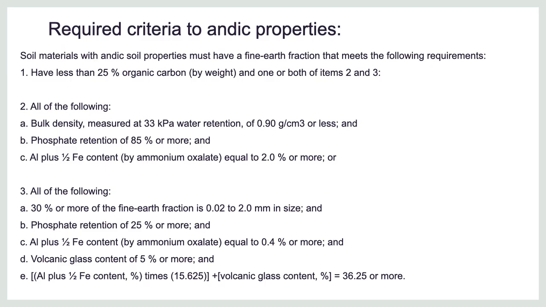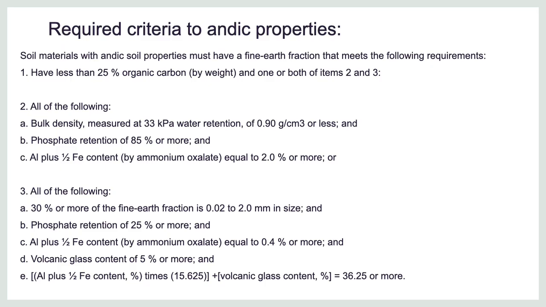If this phosphate retention is quite high, so 85% or more, it could indicate that I have minerals that have a very high phosphorus retention, for example allophane, imogolite, ferrihydrite. Okay, and the other option is that I have aluminum plus half of the iron content extracted by ammonium oxalate that is equal to or higher than 2%. Okay, so for number 2, I see that it's an and/or, because this 'or' is related to number 3.